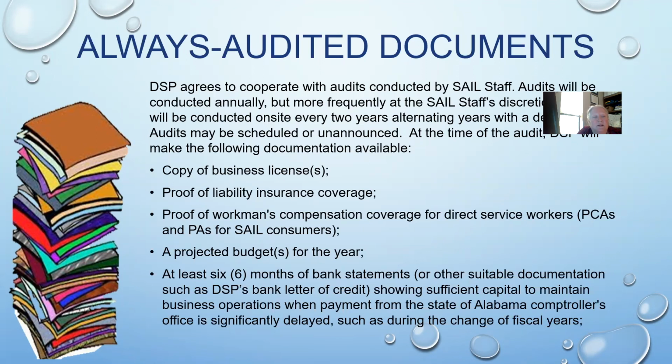At the time of the audit, DSP will make the following documentation available: copy of business licenses, proof of liability and workers' compensation coverage, projected budget for the year, and at least 6 months of bank statements or other suitable documentation, such as a DSP's bank letter of credit, showing sufficient capital to maintain business operations when payment from the State of Alabama Comptroller's Office is significantly delayed, such as during the change of fiscal years. It's not going to take 6 months to be paid, but we just need to know that you're able to cover that.